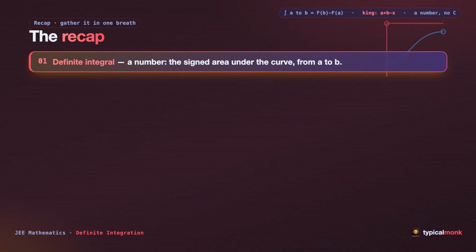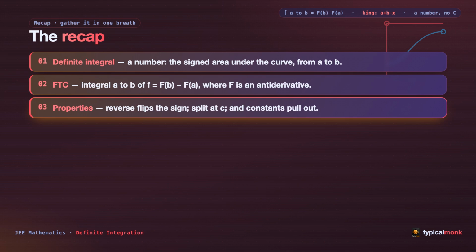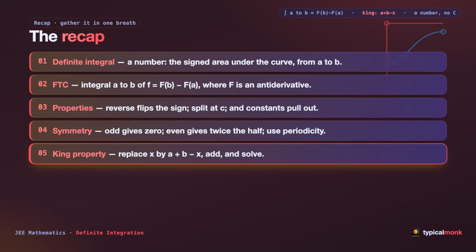Let us gather it all in one breath. The definite integral: a number, the signed area under the curve, from a to b. The fundamental theorem: the integral from a to b of f equals capital F of b minus capital F of a, where capital F is an antiderivative. Properties: reverse flips the sign, split at c, and constants pull out. Symmetry: odd gives 0, even gives twice the half, and use periodicity. The king property: replace x by a plus b minus x, add, and solve.